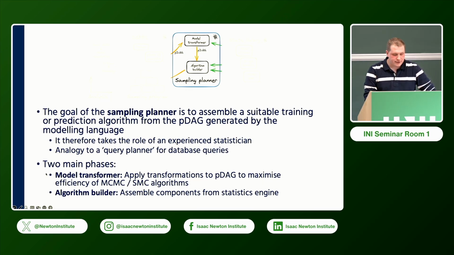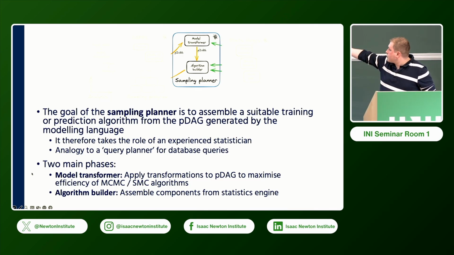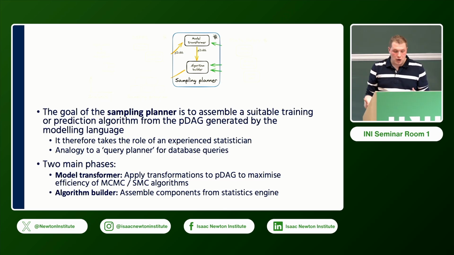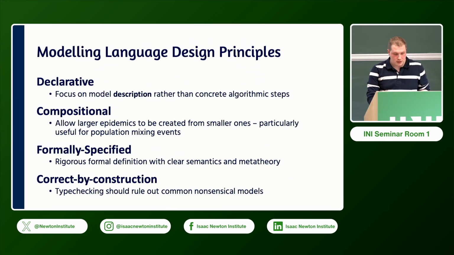And we're envisaging that there will be two main phases in this. The first will be a model transformer, which will apply transformations to our probabilistic directed acyclic graph to maximize the efficiency of any sampling algorithms that we're going to use. And then also the algorithm builder, which will assemble different components from the statistics engine. Finally, this will output a sampling program, and we envisage being able to plug this into standard Python data science tools for visualization and analysis.